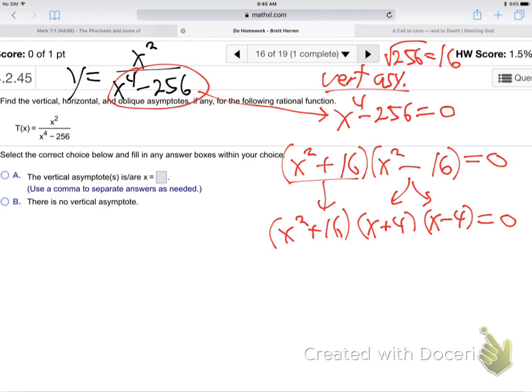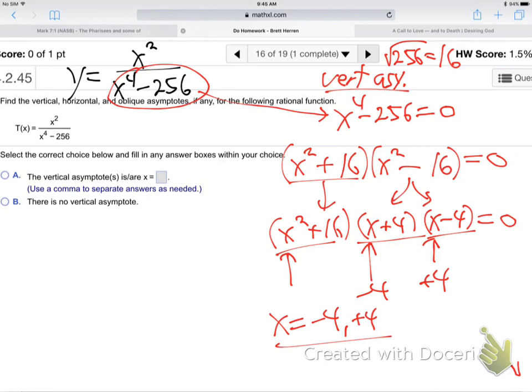So what x value can you plug in here that would make this piece 0? Nothing. Anything you plug in squared is positive. Add 16, it's going to be positive, over 16 even. It's not going to be 0. What could you plug in here to make this piece 0? Negative 4. What could you plug in here to make that piece 0? Positive 4. So the verticals are x equals negative 4 or positive 4. Those are the two vertical asymptotes.